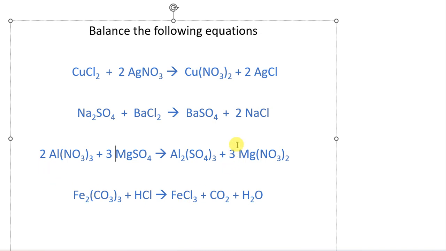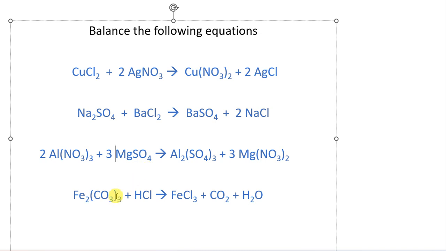On the right, Mg(NO3)2 gives me 2 NO3 groups. I've got 3 of the whole formula, 6 altogether. 3 MgSO4, 3 Mg(NO3)2. Mg balances. 3 SO4 units on the left, Al2(SO4)3 on the right, balances.